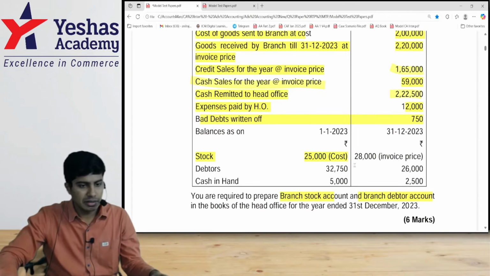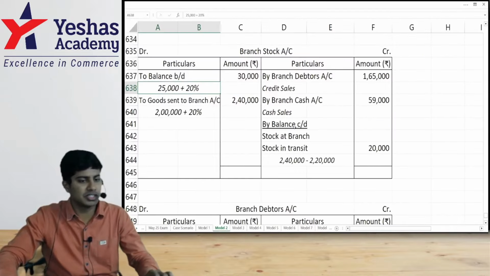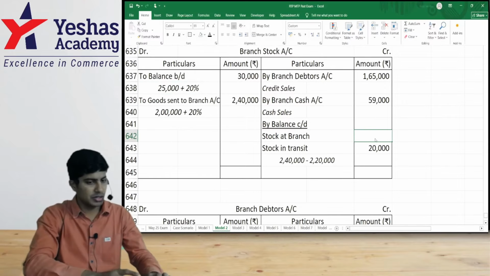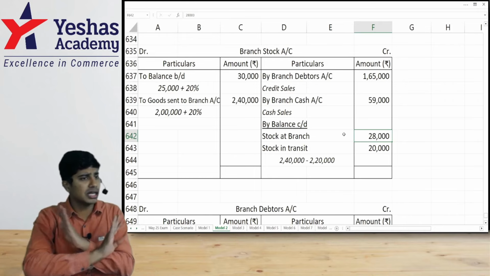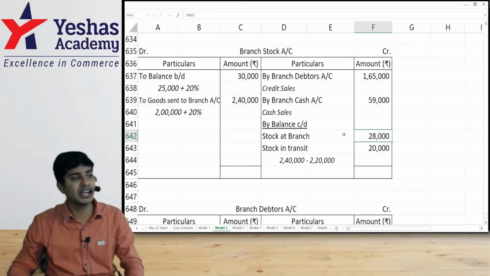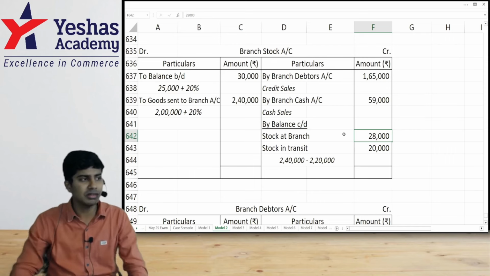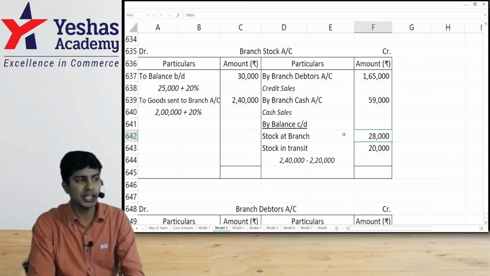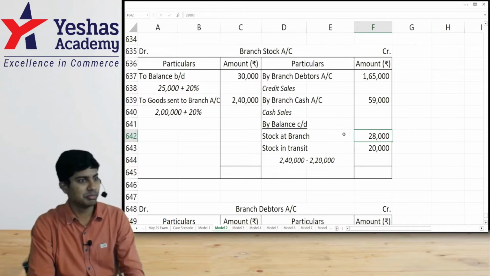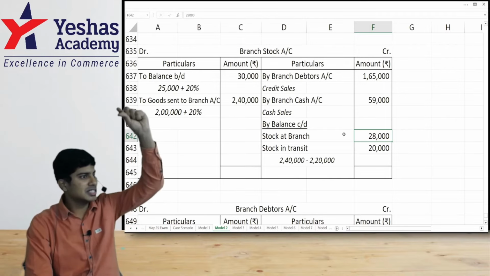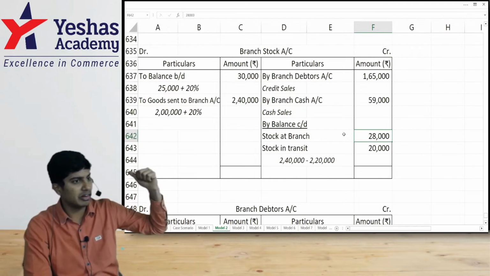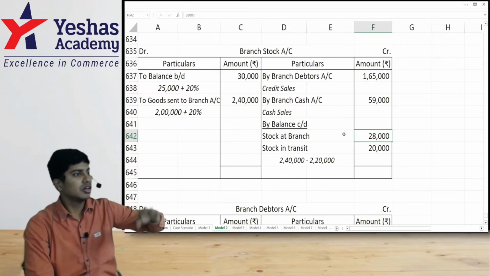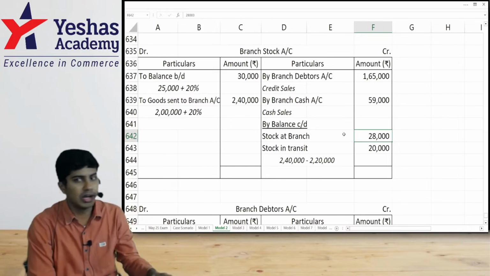What do we have next? Then closing balance 28. As it is, you write in branch stock, credit side. How much? Stock at branch 28,000. It is already at invoice price, so you don't identify cost. We are not preparing branch stock reserve ledger. If you are preparing on the debit side, I will have a new load on this 28,000. How much is load? 28,000 into 20 by 120, because 28,000 is including load. Cost 100, load 20, invoice price 120. So from 28,000, if you have to arrive at load, do 28,000 into 20 by 120. Not asked in this question, but I'm still giving you knowledge about the SIP. Got it?